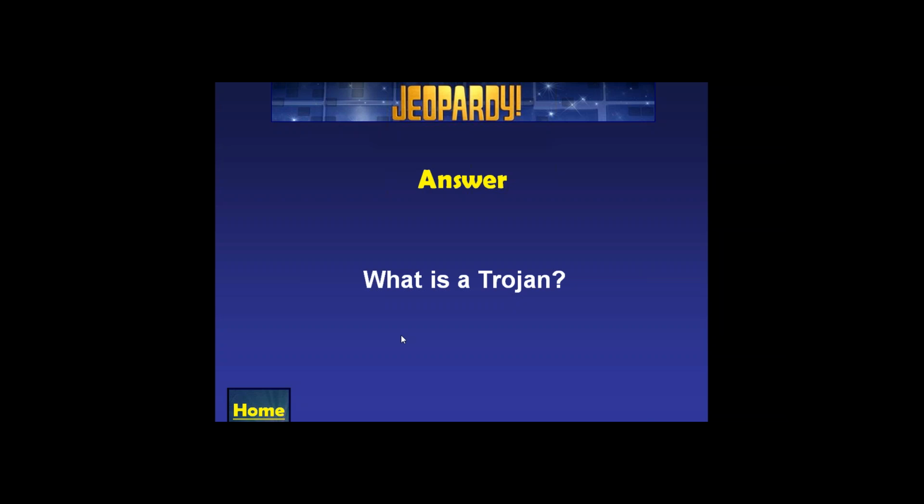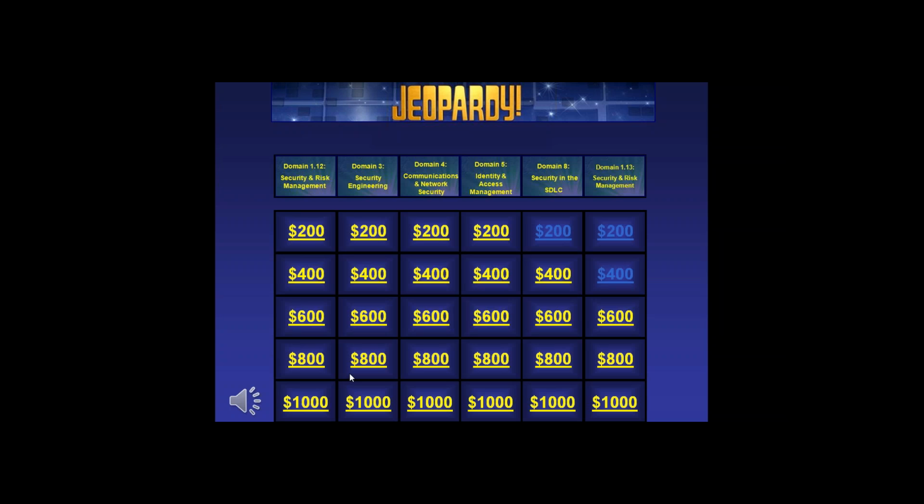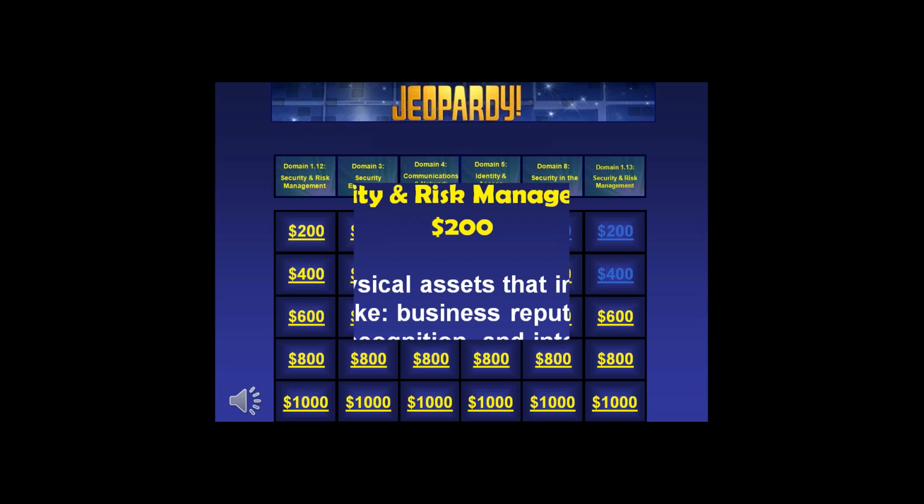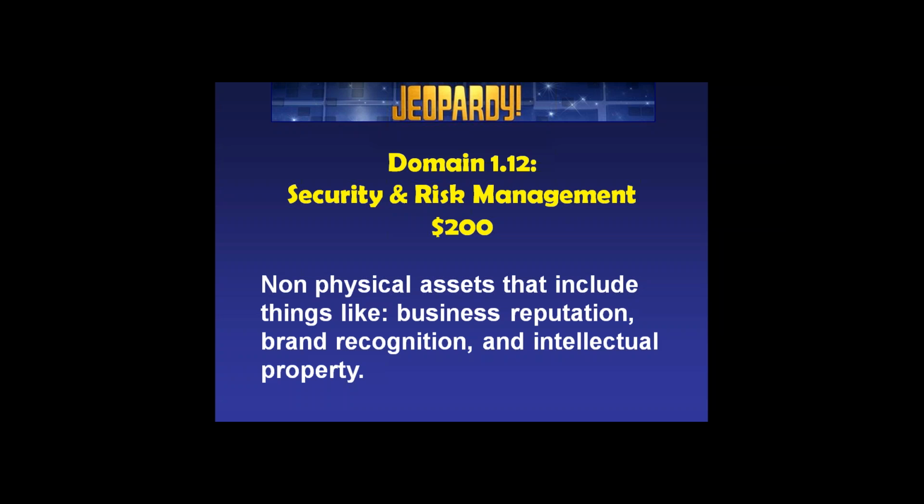All right, George, unmute your microphone and the board is yours. All right, let's do domain 1.12 for 200. Got it. Domain 1.12 for 200. First correct response comes from Original Brit.